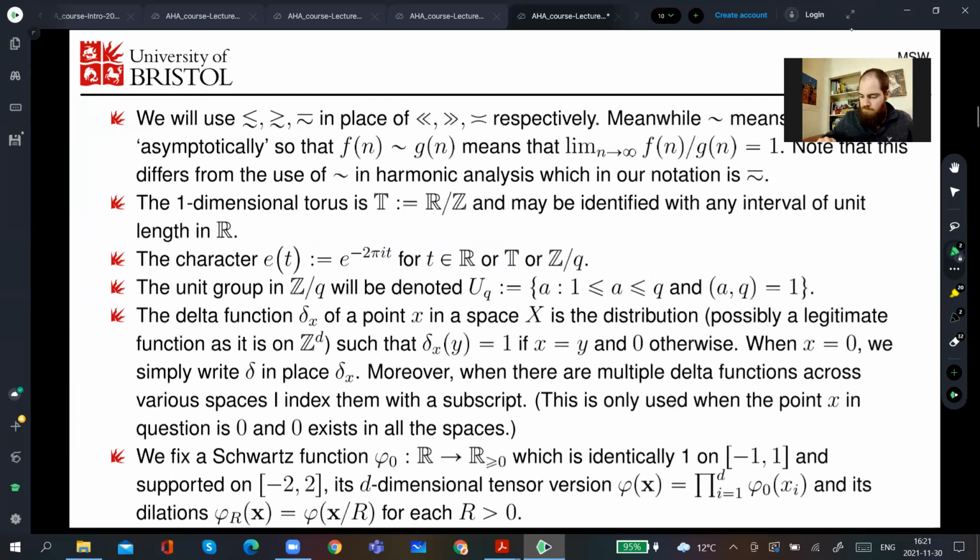So before going back to the approximation, I'll just leave up here for a moment the various notations that I've been using, and I'll keep using without much comment.